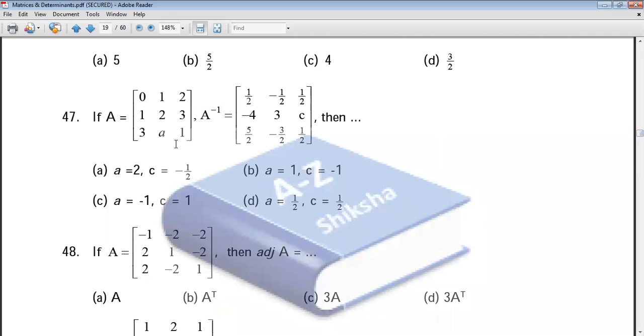if capital A equals to, फर्स्ट रो में लिखना 0 1 2, सेकेंड रो में लिखना 1 2 3, एंड इन द थर्ड रो क्वेश्चन में तुम लोग का दिया है 3A1 ना, सो इन प्लेस ऑफ A यू विल राइट जस्ट 2, सो इन द थर्ड रो इट विल बी 3 2 1। ओके, A को 2 से रिप्लेस कर दो बस। Okay, so what is A inverse?